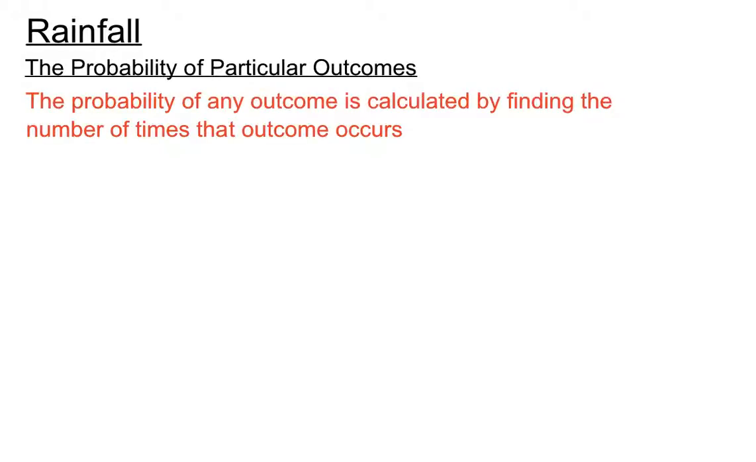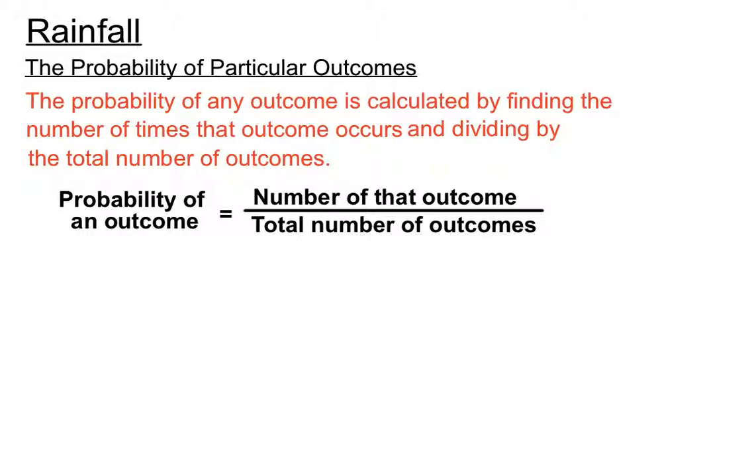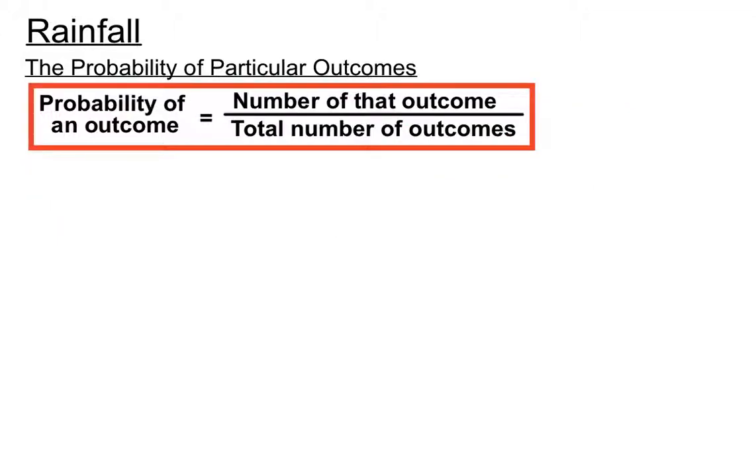Now there are questions when we analyse rainfall about the probability of particular outcomes, particularly particular amounts of rain. So let's have a quick look at that. The probability of any particular outcome is calculated by finding the number of times that outcome occurs and dividing by the total number of outcomes. So the probability of an outcome equals the number of that particular outcome we're looking for over the total number, and that'll be a fraction.